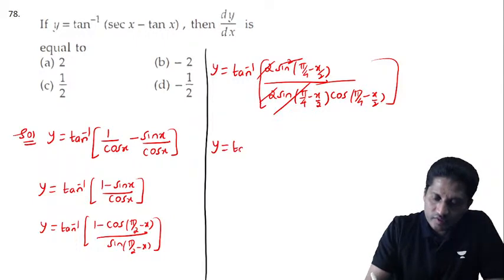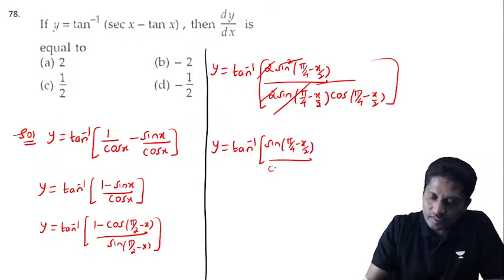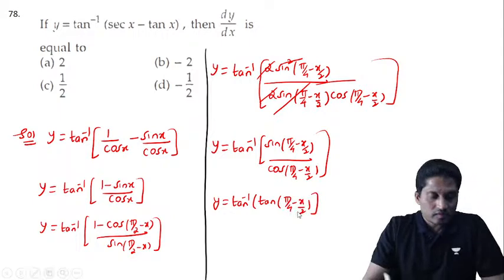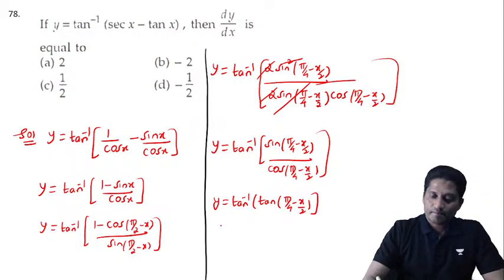Y equal to tan inverse of numerator is sin of pi by 4 minus x by 2 whole divided by cos of pi by 4 minus x by 2. Sin by cos is tan. You get tan of pi by 4 minus x by 2. Tan inverse of tan x is x, right? You will get this as pi by 4 minus x by 2.